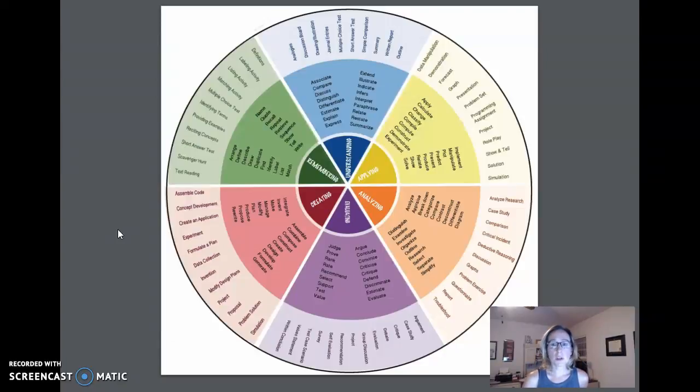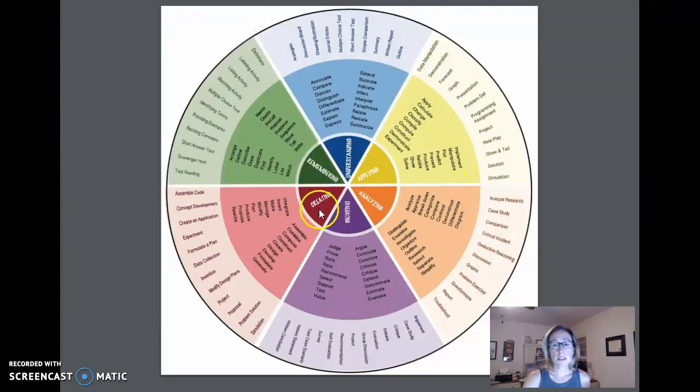But there are times when you struggle trying to figure out the best word or measurable verbs to use to ensure that you are basically writing objectives so that students are working towards the standards that you want. And so I wanted to show you this Bloom's taxonomy wheel that I always found very helpful.